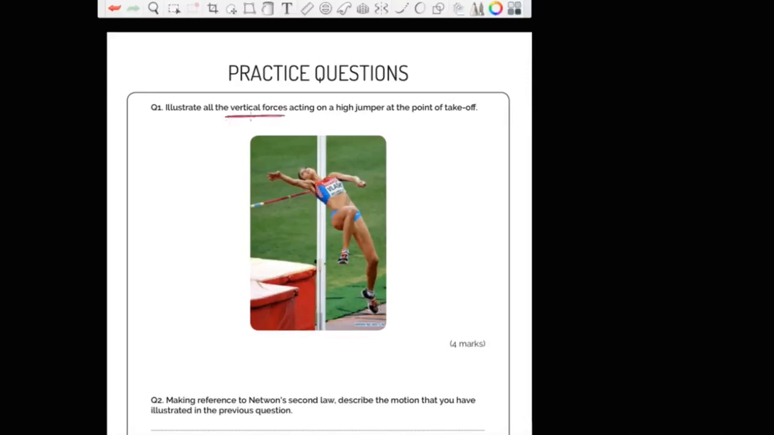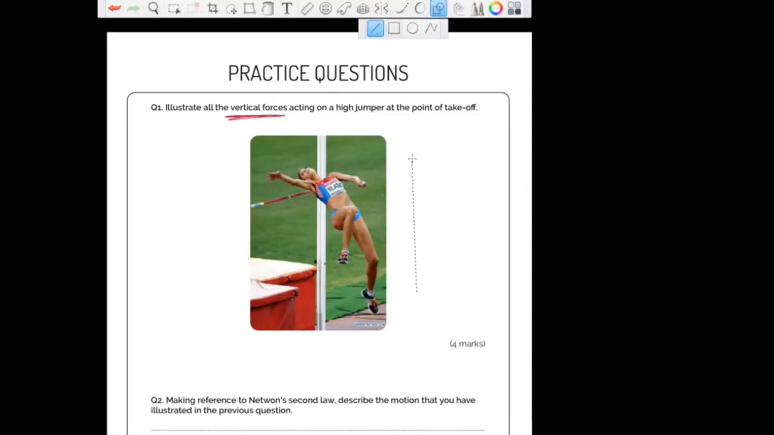Notice we are only interested in the vertical forces. So we are not looking at the diagonal action force. We are not looking at the horizontal friction forces. We are looking at the vertical forces. So what do I want to do? Well, let's get our basics in place. Let's do it really neatly here.